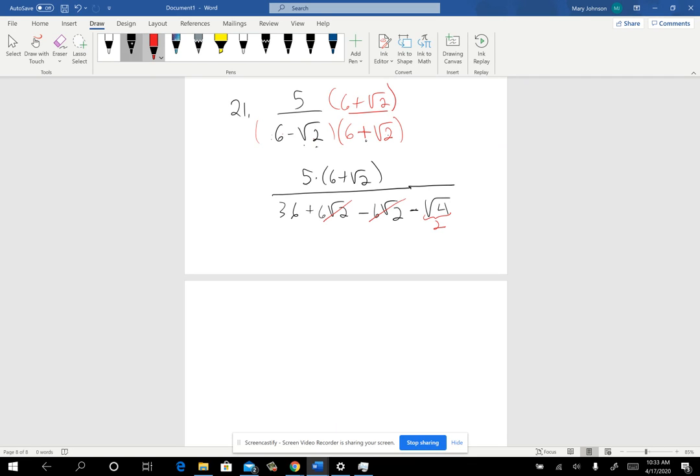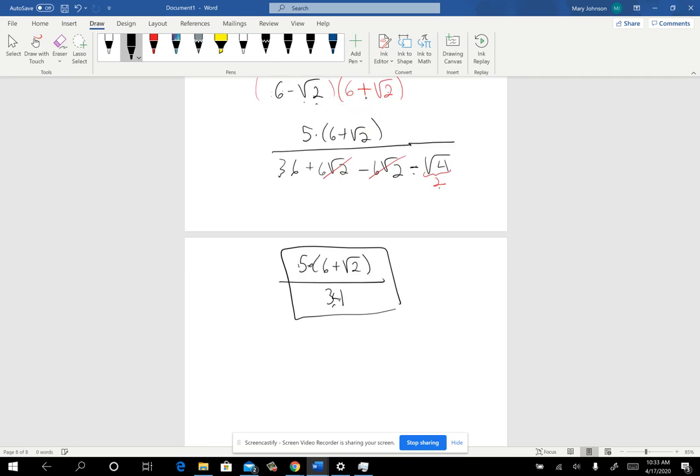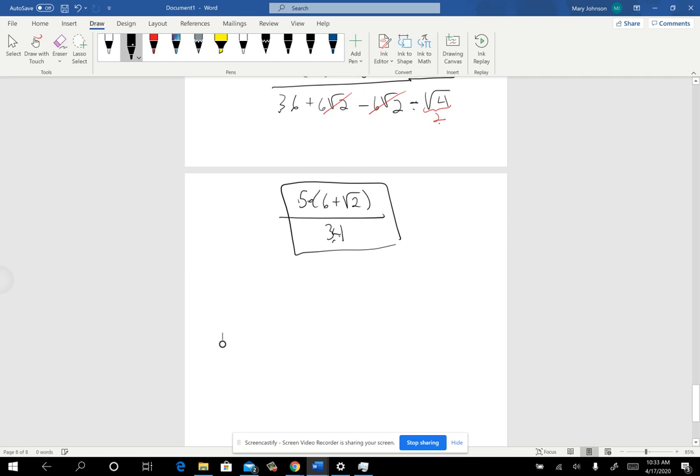So you really wind up with the 5 times the 6 plus the square root of 2 on top, and you have 36 take away 2, which is 34 on the bottom, and 5 and 34 don't share anything in common. So this is your final answer to that problem. You could write it in factored form, and that's 100% correct, or you could distribute the 5 like that, and that's 100% correct. And that's all there is to that.